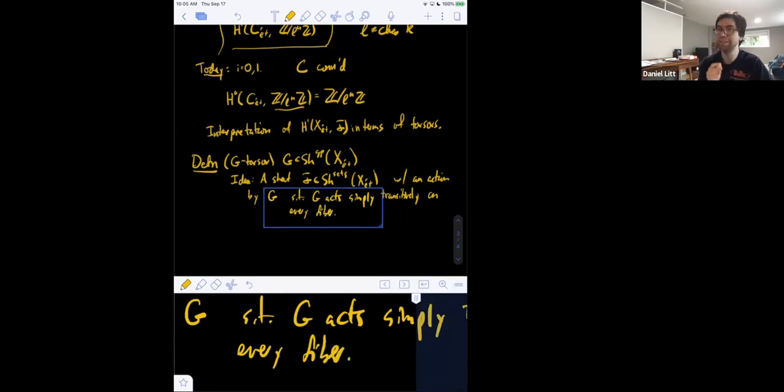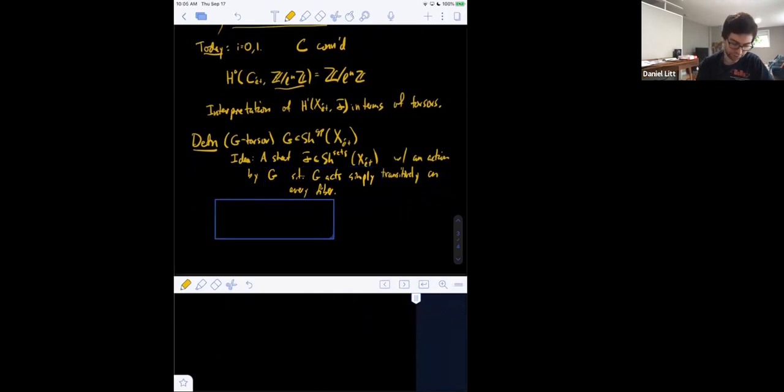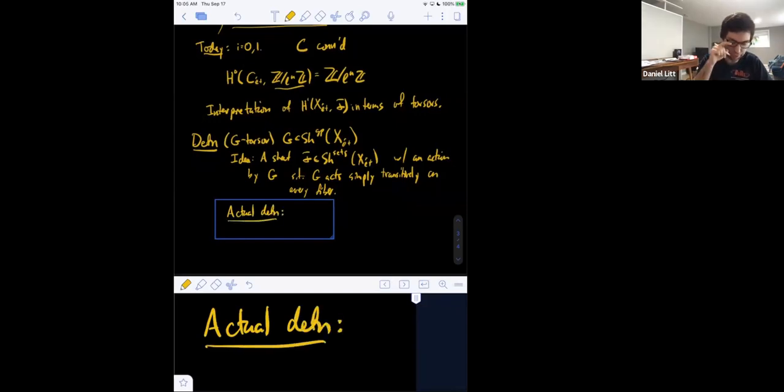Okay, so this is just the idea. You could, if you wanted to, turn it into a definition, but instead I will give you the standard definition. So the actual definition is the following, and then I'll try to compare these. So you're supposed to think this top thing is what it means to be a principal homogeneous space.